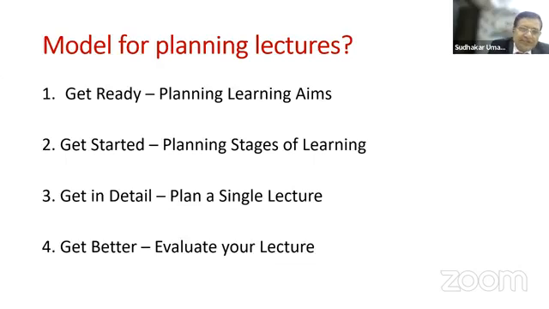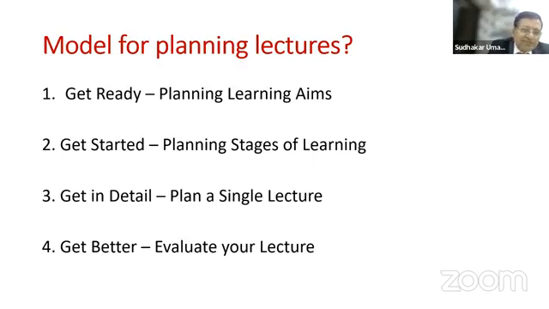Second model is get started. When you enter the classroom, we have the stages of learning, and according to the stages, we have to plan our lectures. Third model is get in detail. Now, when you enter the classroom, you have to explain each and every terminology to the students, and hence we have at least a plan of single lectures for 1 hour or 2 hours. We have to make a plan for lectures in a systematic way.